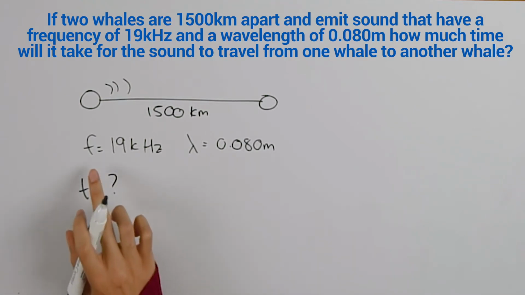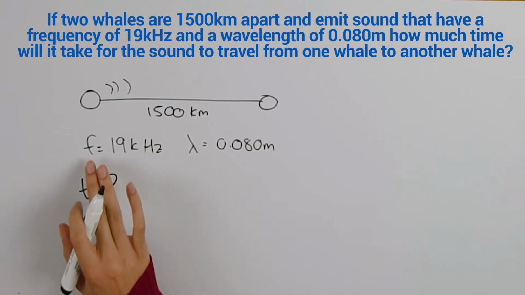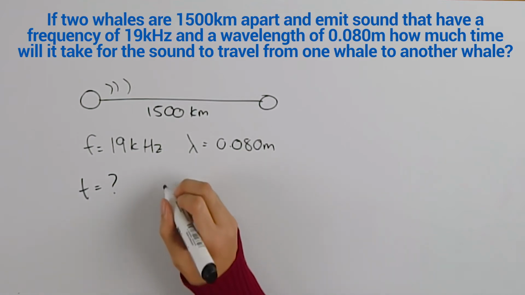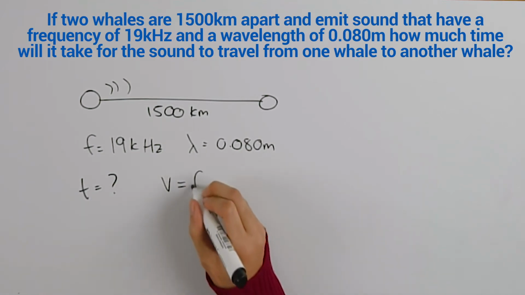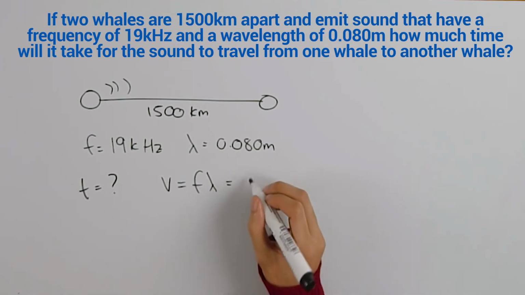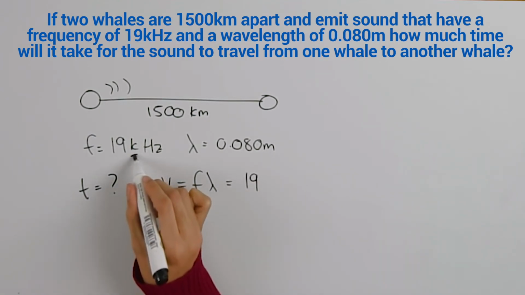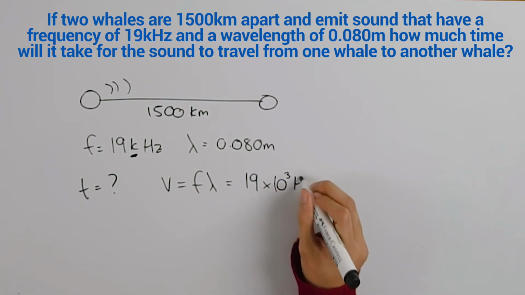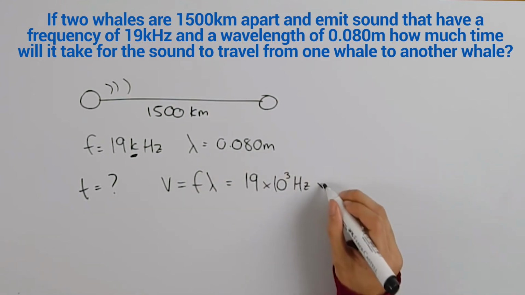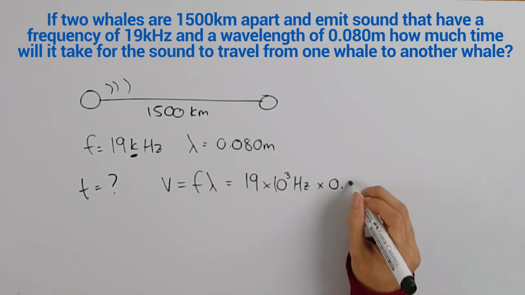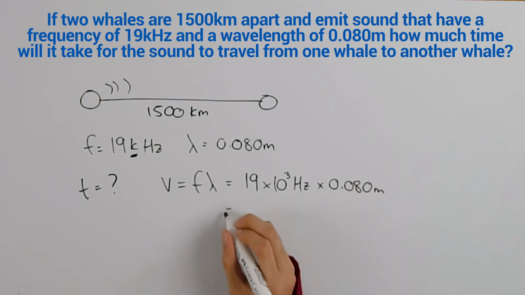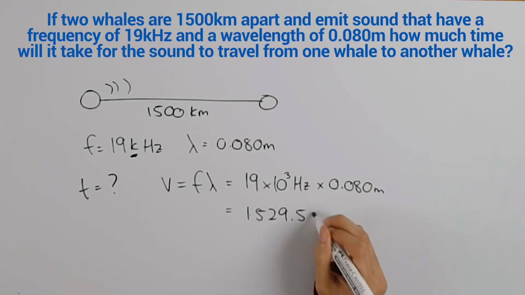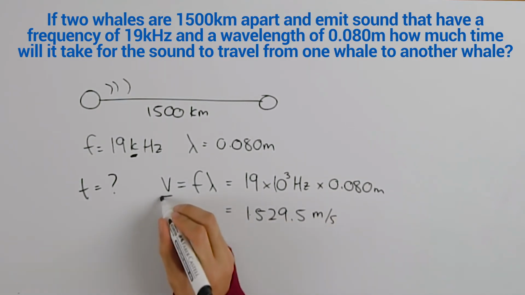It's a pretty tricky question because it requires two steps. We have the frequency and the wavelength, which means we can actually work out the velocity pretty easily. So the velocity is equal to the frequency times the wavelength, which gives us 19. Now remember, this is a kilohertz, so we're going to swap this kilo with times 10 to the power of 3 hertz and multiply this with our wavelength. Our wavelength is in meters already, so that's good. It'll give us our answer of 1529.5 meters per second.